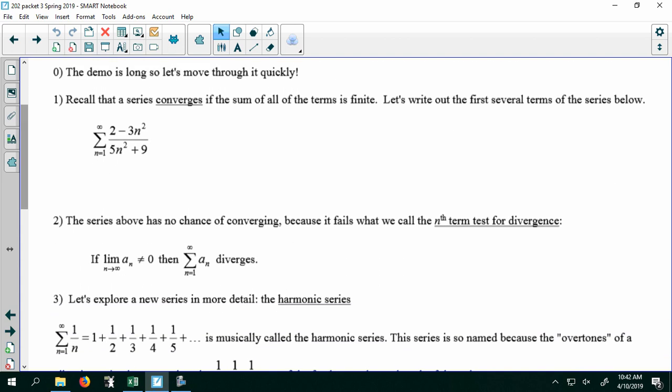Okay, so recall that a series converges if the sum of all the terms is finite. So I'm going to look at this series. It's an infinite number of terms. I'm summing an infinite number of terms, and I want to decide, could this possibly be finite? Is it finite or is it infinite? So we're just going to write out the first several terms. It starts with n equals 1, so I'm going to plug a 1 in.